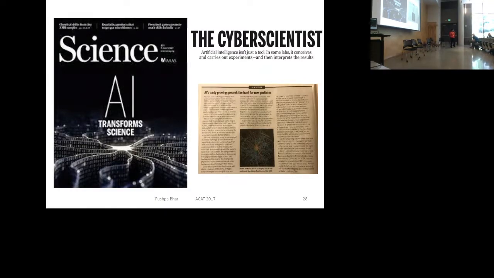So we are not alone in this domain. And Adrian Cho actually wanted to write something on how it's being used in LHC for new particle searches. And so he talked to me for an hour and actually wrote a small thing, AI is certainly proving ground, the hunt for new particles, as an insert in one of those pages.